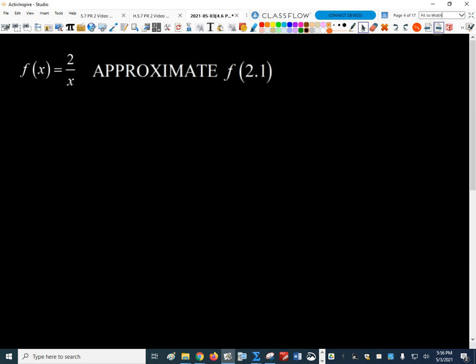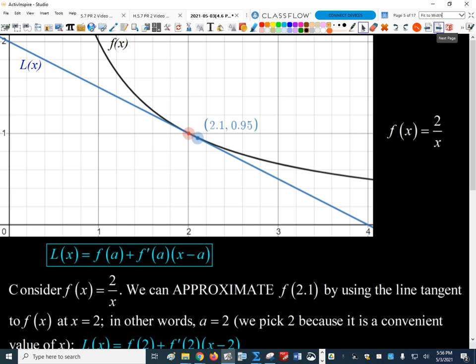All right, so let's look at our example then. Here's the example we're going to take. f of x is 2 over x. We want to use a linearization to quickly approximate f of 2.1. So what's that look like then?